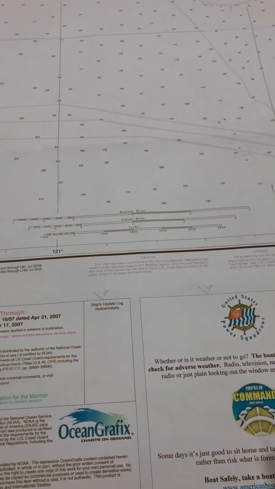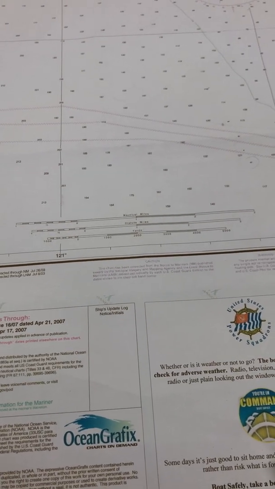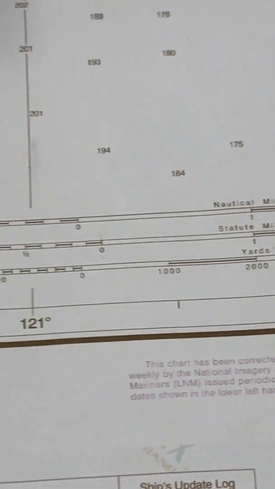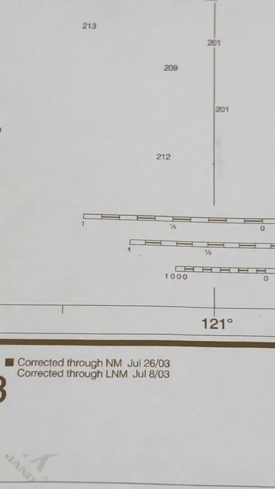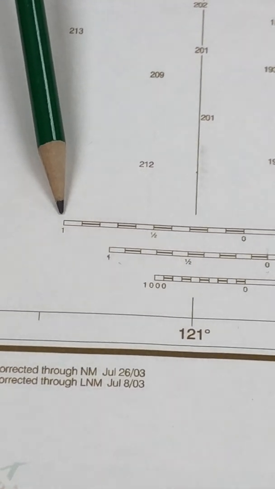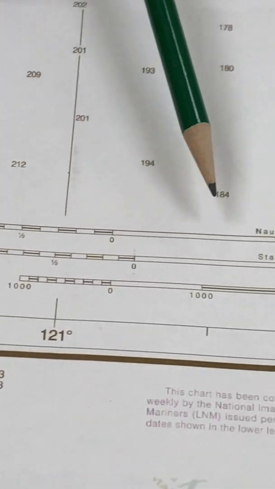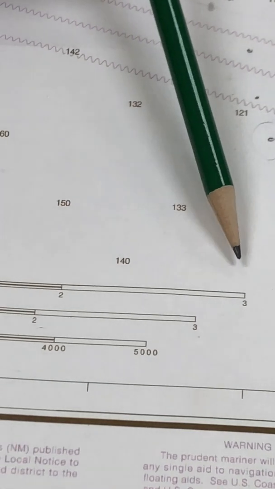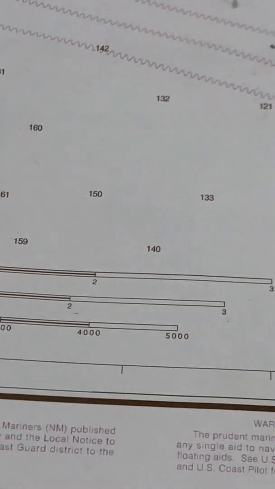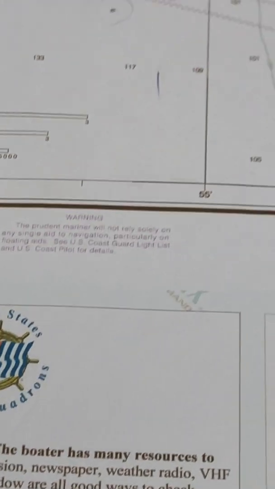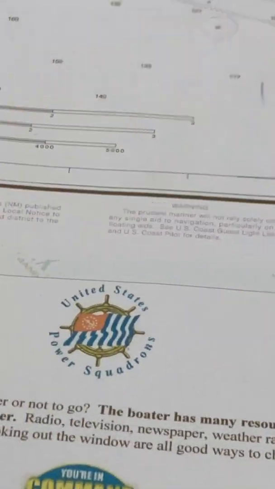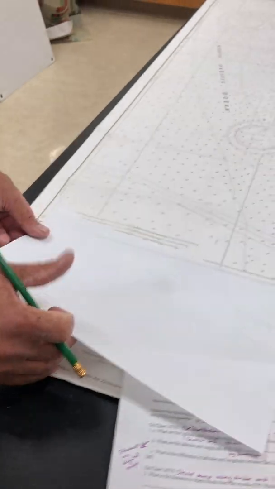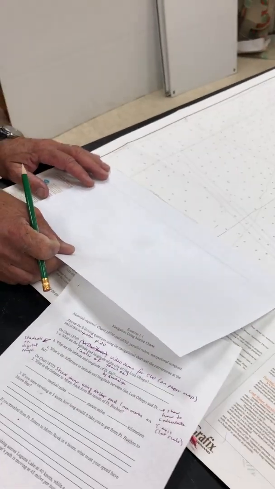You can see here the scale bar is in nautical miles, statute miles, and yards. And you can see that it's broken down from 0 to 1 to smaller increments. Then we go from 0 to 1, 1 to 2, 2 to 3. So we can use those markings and our piece of paper to determine the distance that we have on our map. So we're going to go ahead and line up our sheet of paper.